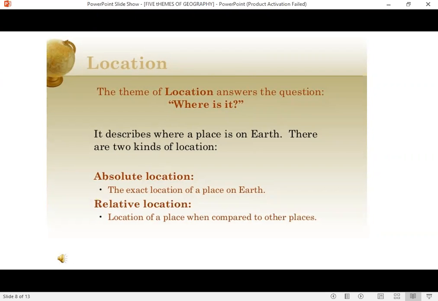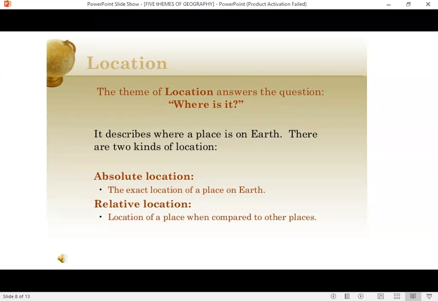Do you understand what's absolute location? Yes. Do you all understand? Yes. Kiki, do you understand what's absolute location? Mashali, do you understand what's absolute location?